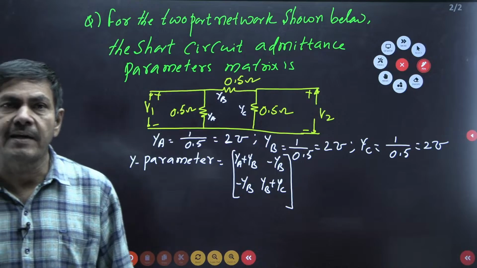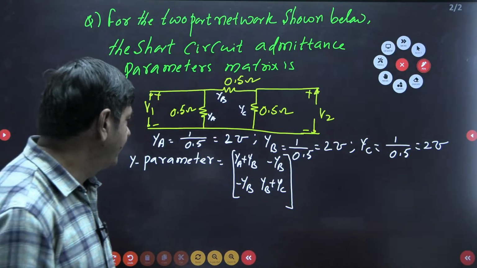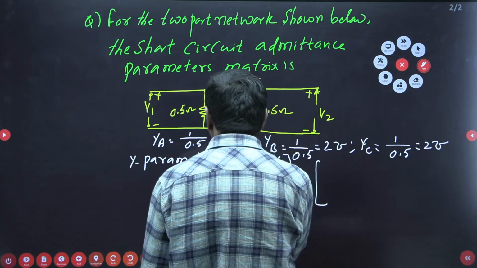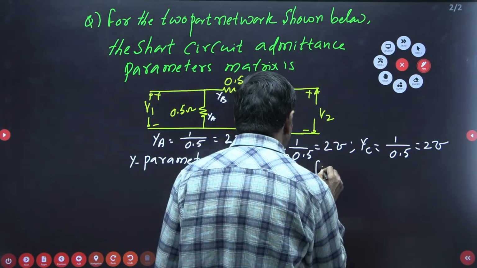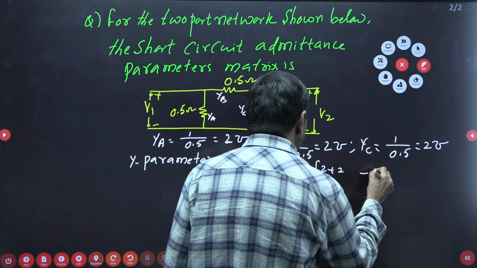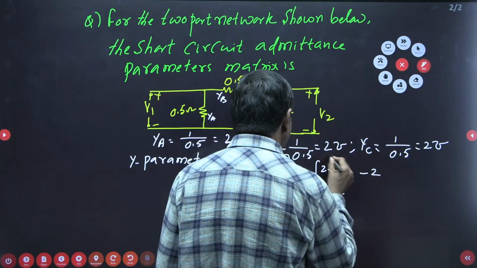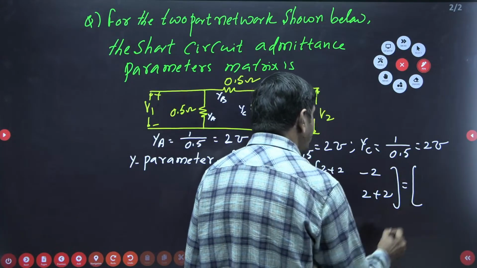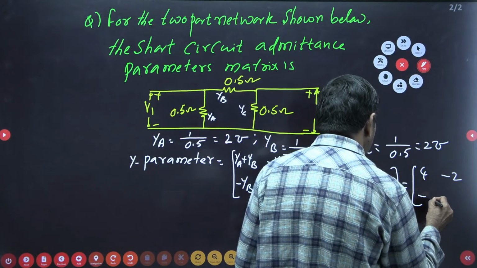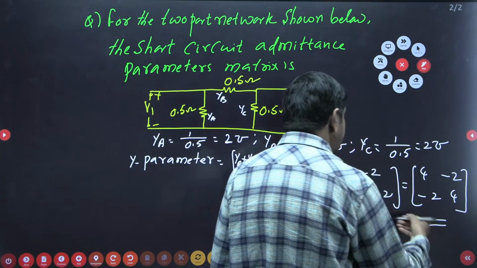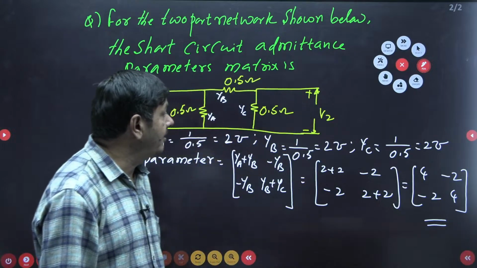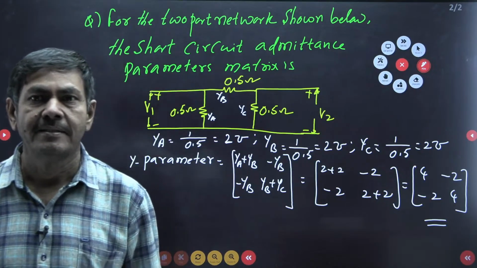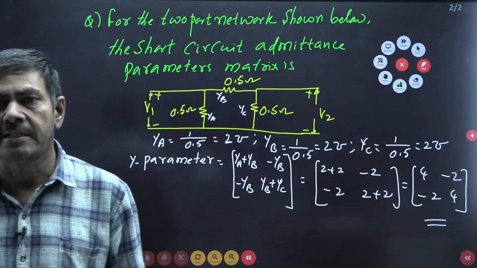Just by substituting the values you can get the required Y parameters in matrix form. How do we get YA plus YB? YA is 2 plus YB is 2; minus YB is minus 2; YB is 2, YC is 2. And finally these values are 4, minus 2, minus 2 and 4. These are all the Y parameters for the given network. In such a way we can tackle this question. It's not complicated, anybody can do this question very easily.